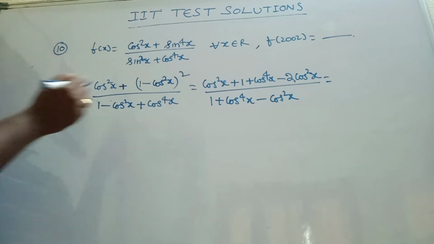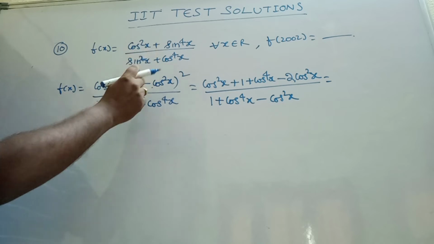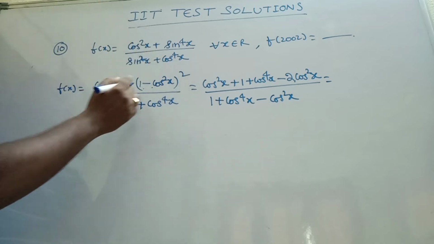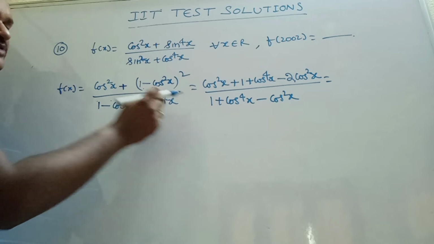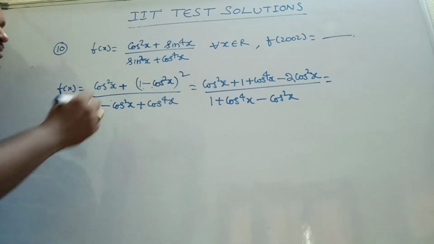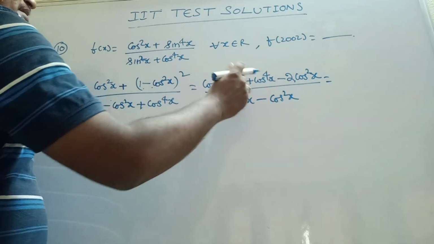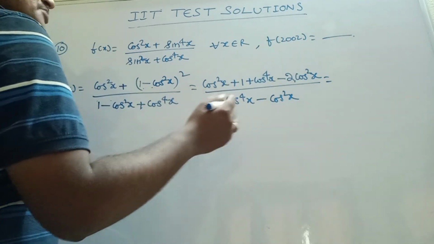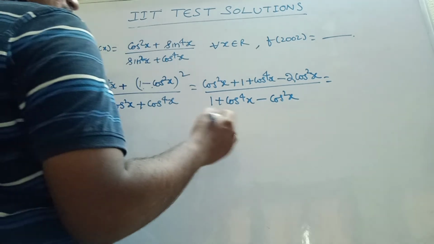Now sin power 4x we can write as sin square x whole square, that means 1 minus cos square x whole square. The numerator is cos square x plus 1 minus cos square x whole square, by the denominator 1 minus cos square x plus cos power 4x. Using a minus b whole square, a square plus b square, we get 1 plus cos power 4x minus 2 cos square x by 1 plus cos power 4x minus cos square x.